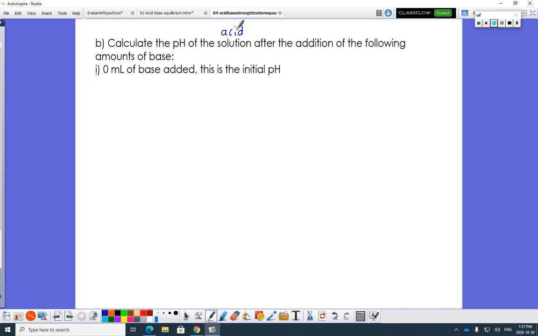So we don't have any base added, so this is just the initial pH. So we can go straight into the pH formula. Really, you'll see on Monday that the questions have you do ICE tables and all this kind of stuff. When you have a strong acid, then it's easy. You could even just go right into the pH formula, but I'll write it out again. You can quickly write a dissociation.